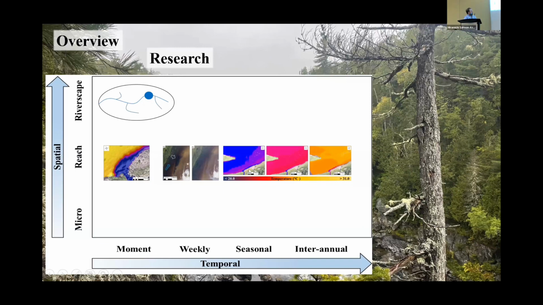Then we have this scale here, where we can look at seasonal and interannual changes at that reach scale. This is Otterbrook, which Elise has spoken about. Here we have temperatures within the same day: this is in the morning, this is in the afternoon, and then this is an extreme temperature event when the river hit 31.5 degrees Celsius. We'll speak about that. And then, of course, we have different scales at the microscale.